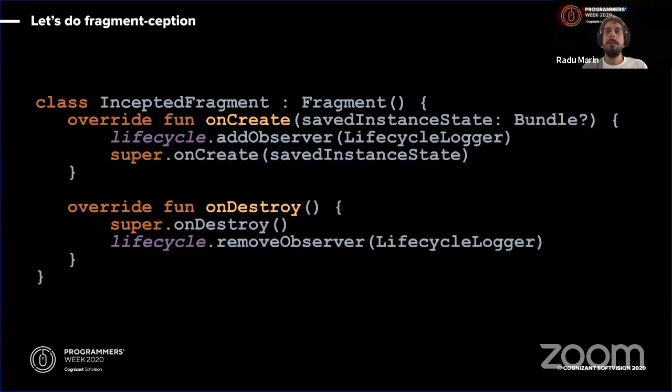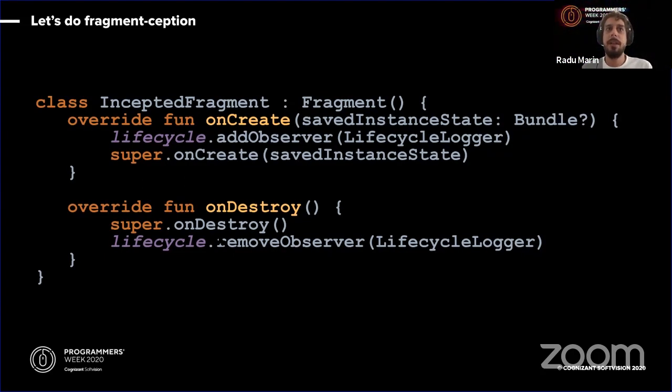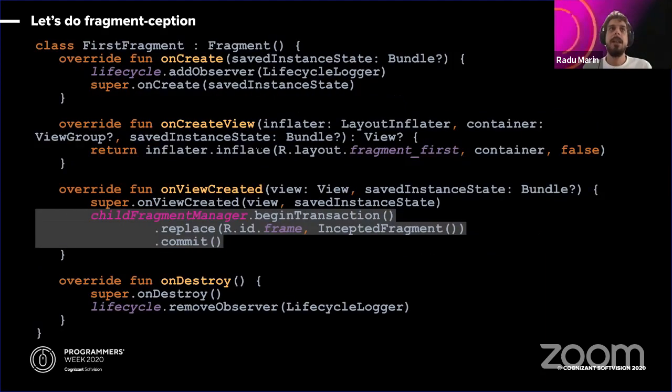Cool. So now let's do something that may seem weird. I call it fragmentception. I don't know if you know this, but you can actually add a fragment inside of another fragment. So not necessarily inside of an activity. So we're going to add this incepted fragment, which is also going to have its lifecycle observed. So let's see what happens for the first fragment. When it gets created, we're gonna ask to replace a frame inside this fragment with the incepted fragment.